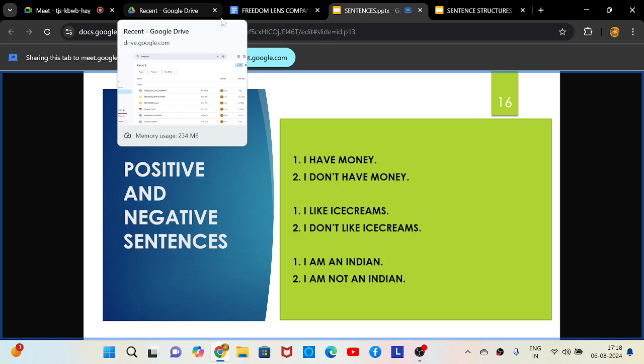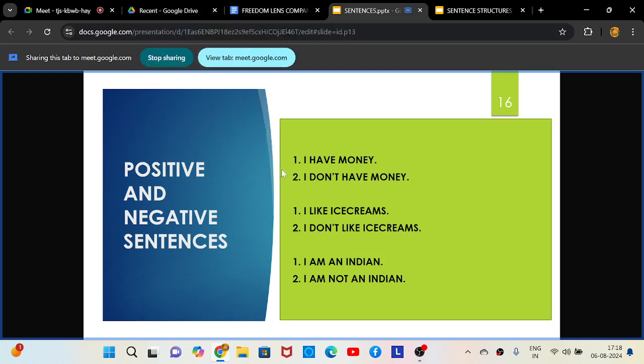So don't is the short form of do not. So I do not have money or I do not like ice creams or I am not an Indian. So if it is to show that something is not as expected, such sentences are called negative sentences. So a sentence becomes negative if you are using negative words in a sentence. So how to identify whether a sentence is positive or negative? Very simple. If there is at least one negative word in a sentence, one sentence will have only one negative word mostly. So if there is a negative word in a sentence, then the whole sentence will become a negative sentence.